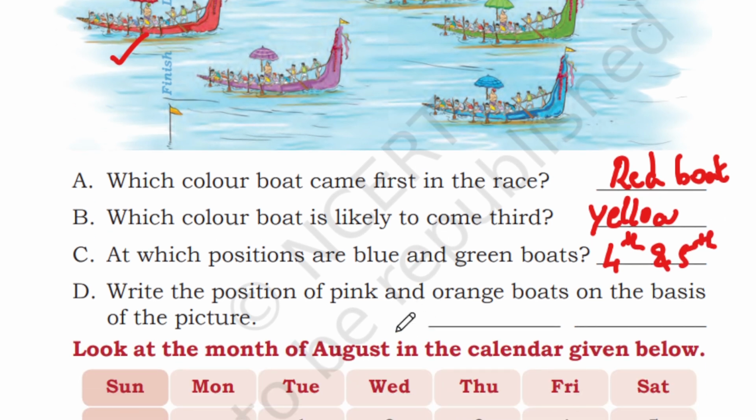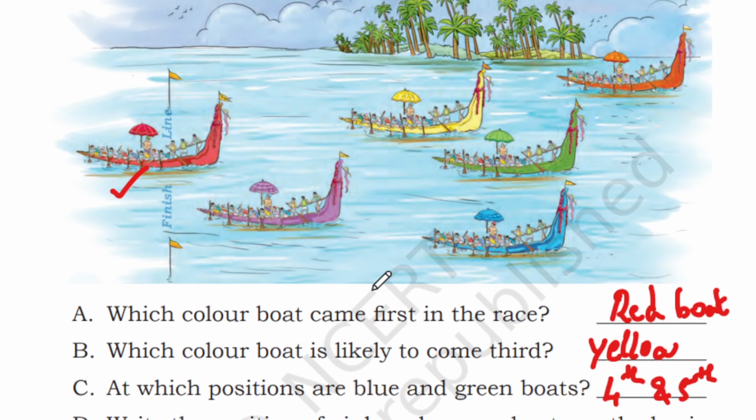Okay, the next one. The position of pink and orange boats on the basis of the picture. So where is the pink boat? I think this purple one is what they are referring to as the pink boat. So it is in the second position. Pink is the second one. And the orange boat is the last one.